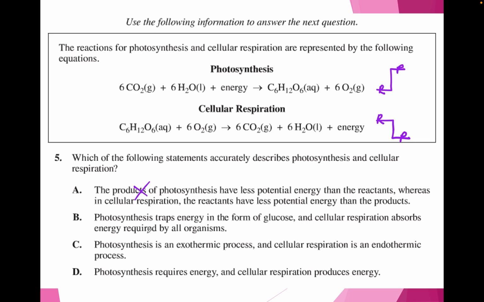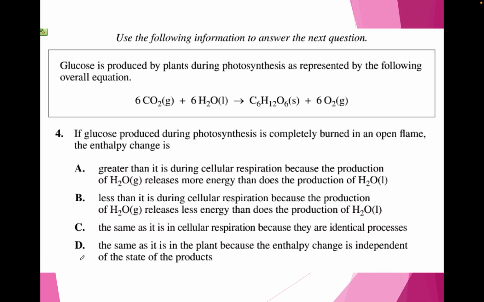So let's stop reading. In B, photosynthesis traps energy in the form of glucose, and cellular respiration absorbs energy required by all organisms. Photosynthesis does not trap energy in the form of glucose. It produces glucose. So this is not true. The next one, photosynthesis is exothermic. That's not true. It needs to absorb energy. And the last one, photosynthesis requires energy and cellular respiration produces it. That is definitely true.